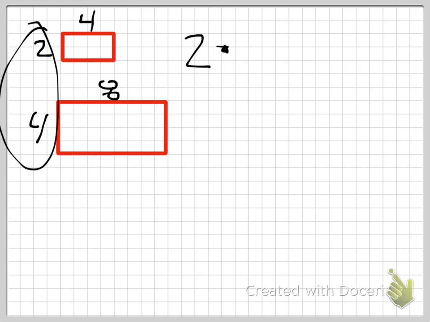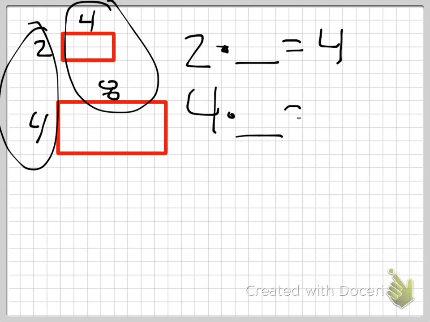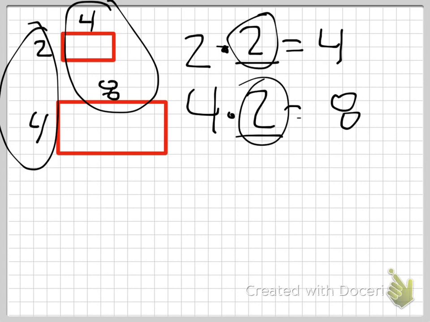So 2 times a blank space is equal to 4, and that blank space is represented by my scale factor, and 4 times my blank space is equal to 8. Well, that's great, and we know how to do that, and in this case we can look and go, well, 2 times 2 and 4 times 2 give us our answer, so our scale factor was 2. In this case, it works really easily.